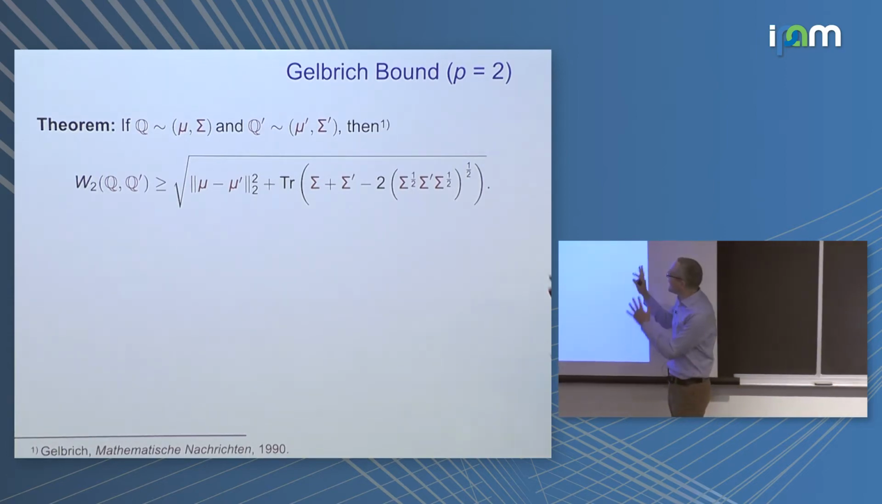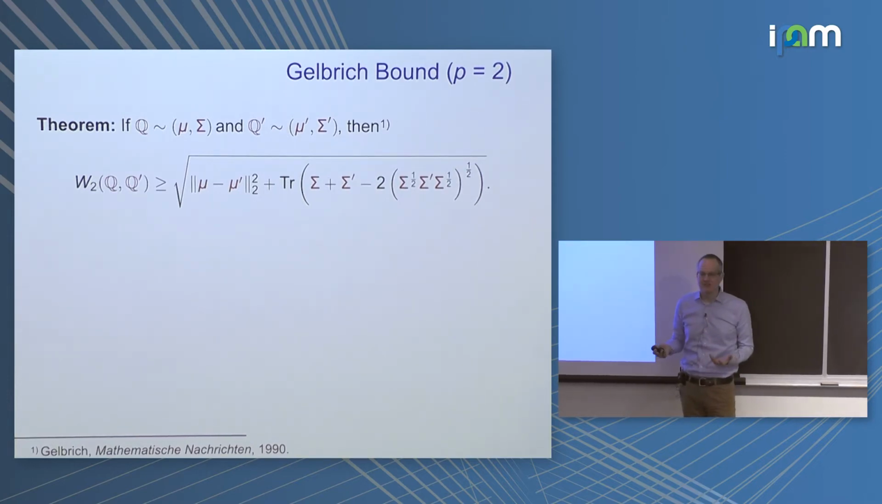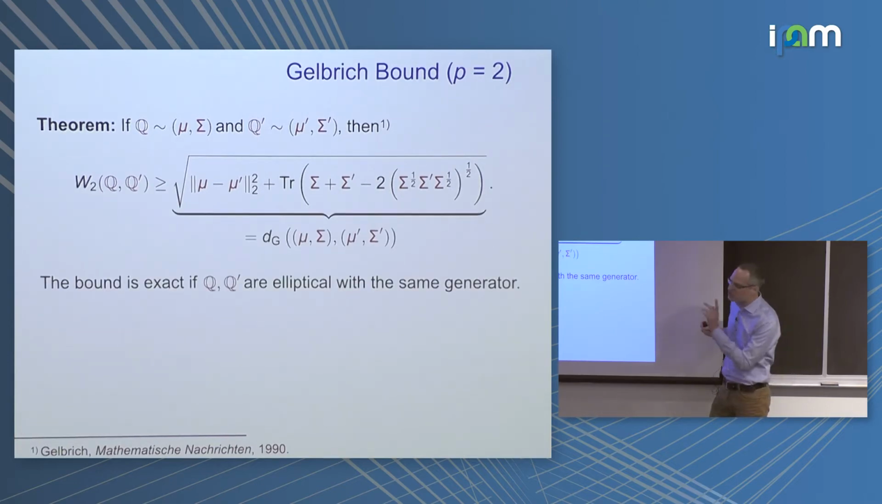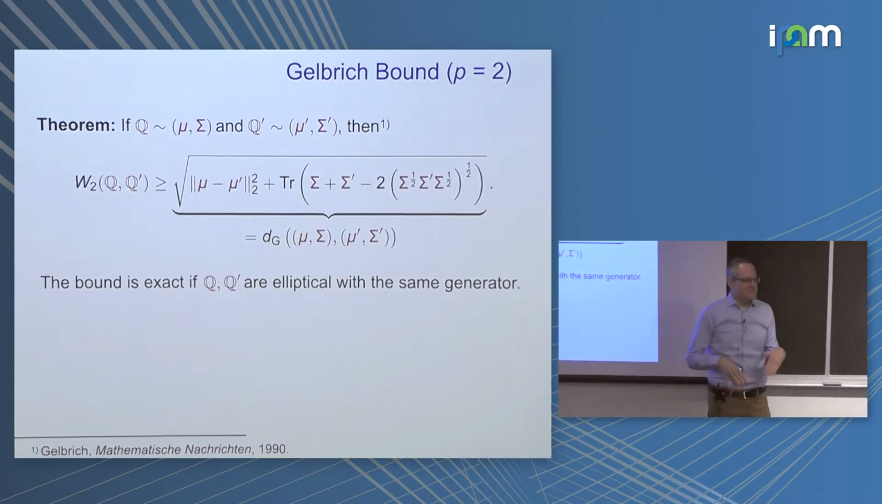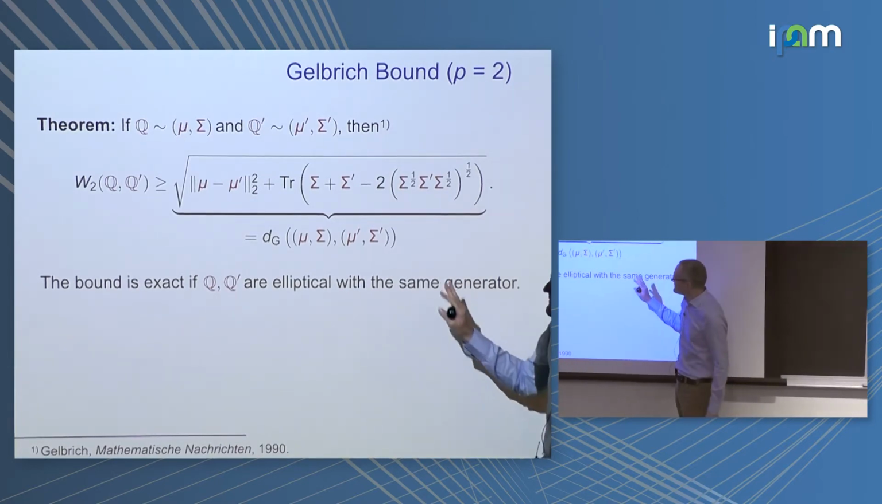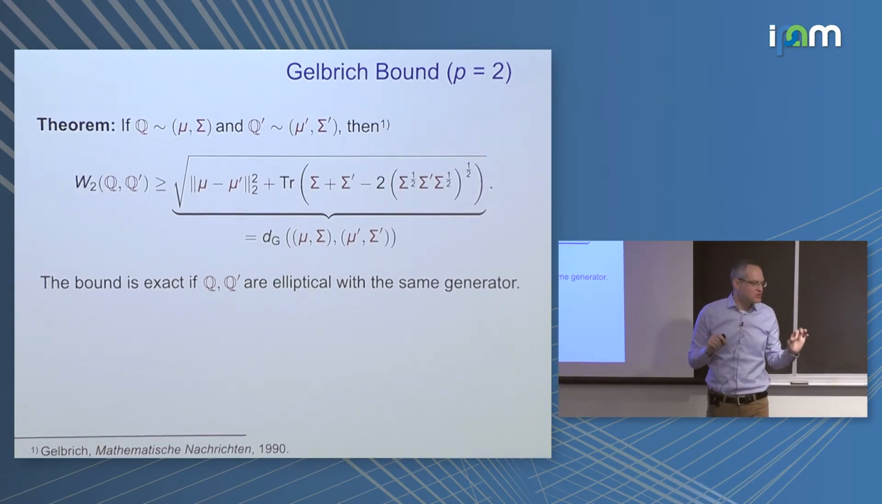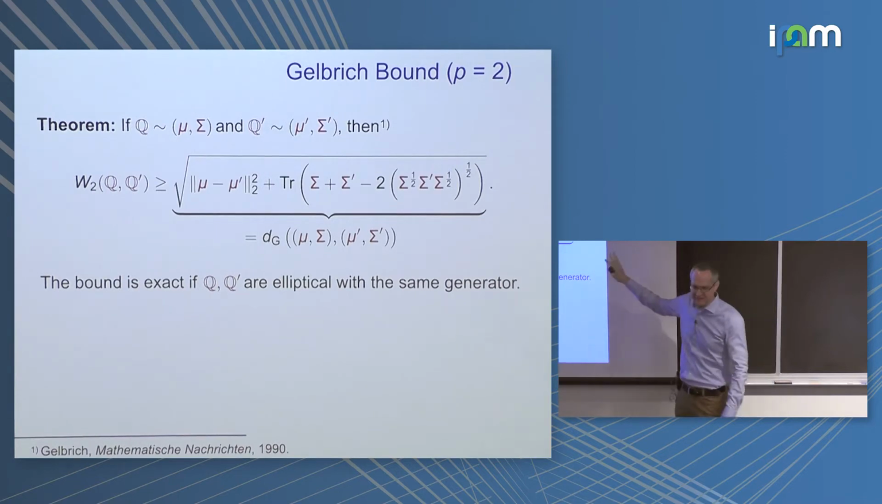Of course, this lower bound can always be evaluated easily, even if it is hard to evaluate the exact Wasserstein distance precisely. This lower bound was first discovered by Gelbrich, and I'm going to denote it in the rest of the talk by DG. It actually defines a metric on the space of mean covariance pairs. Interestingly, this lower bound is tight, and it becomes an equality whenever Q and Q prime are two elliptical distributions of the same type. So if both are normal distributions or if both are T distributions, then this is exact.